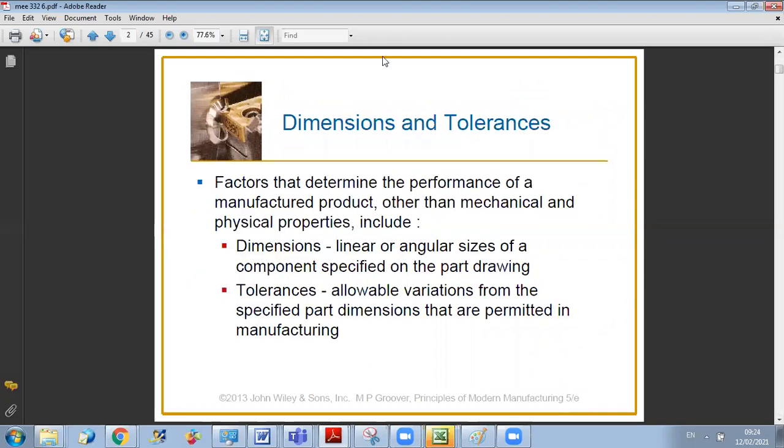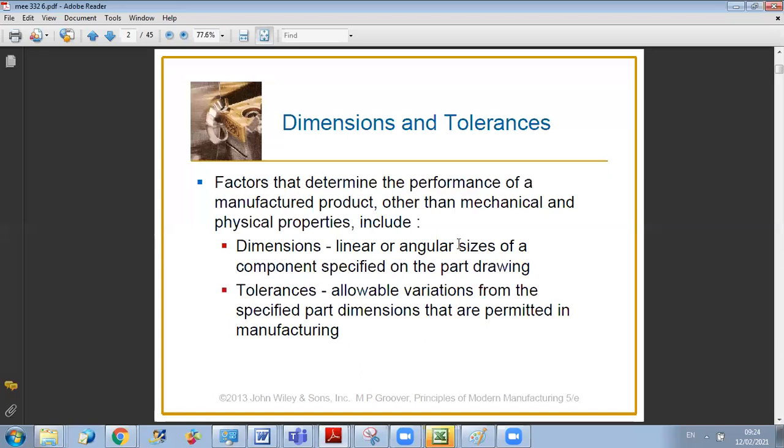To start with, you know that dimensions and tolerances are very important in manufacturing. These factors determine the performance of the manufactured product, other than the mechanical and physical properties. So whenever you want to come up with a final object, you should say, this is my draft. You will do a draft and put the dimensions you want. But you know that in any manufacturing process, you will not be able at the end to get 100% the dimension you want. This is why we say we have a certain tolerance range.